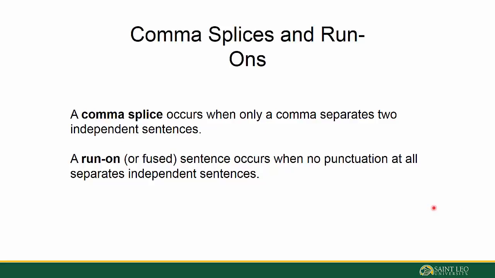Now let's talk about comma splices and run-on sentences. A comma splice occurs when only a comma separates two independent clauses, and a run-on or fused sentence occurs when no punctuation at all separates independent sentences.